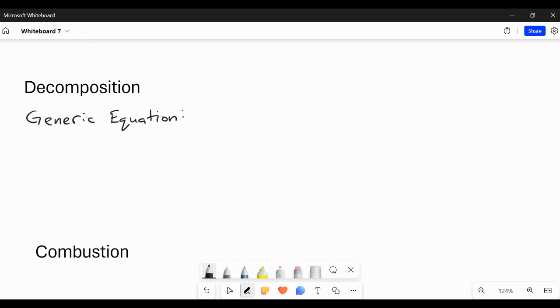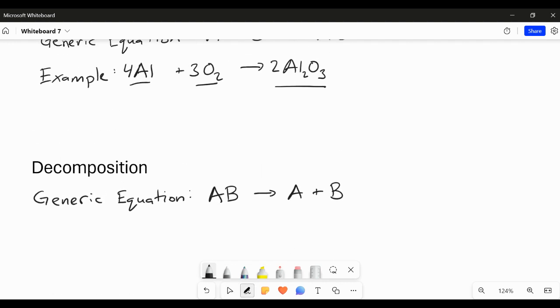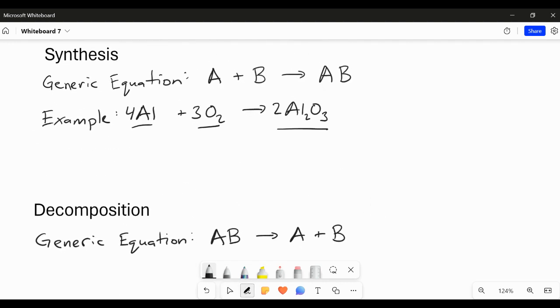My generic equation is going to be AB becomes A plus B. If we compare these two, for synthesis we had A plus B becomes AB. For decomposition, because it's the opposite, they just flip sides. We have the compound AB becoming A plus B.